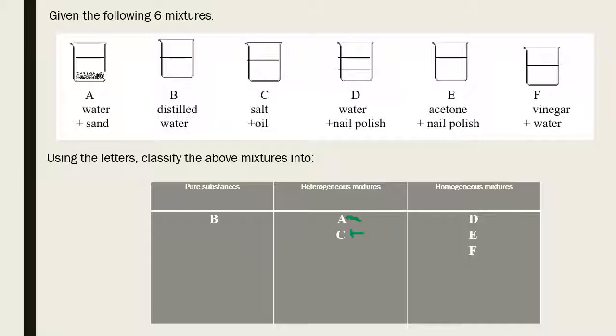Then we have water and nail polish. You can do this at home. If you add water with nail polish, they mix, so it's a homogeneous mixture. Acetone and nail polish as well. Acetone is the same as nail polish. These also are a homogeneous mixture. Then we have vinegar and water. You can also try this at home. They mix, so this is also a homogeneous mixture.